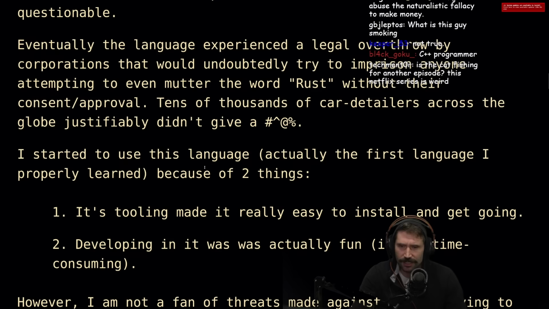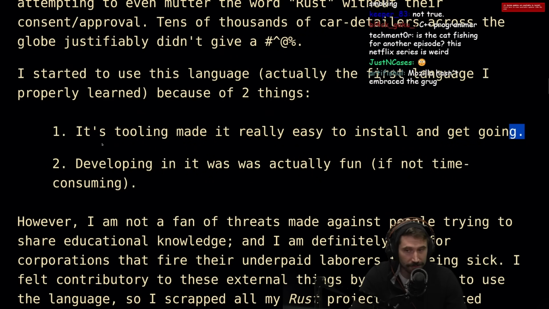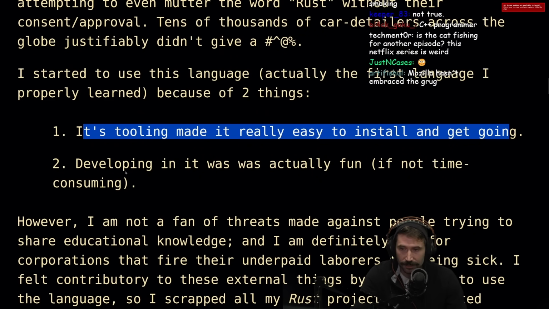All right, I started to use this language, actually the first language I properly learned, because of two things. Its tooling made it really easy to install and get going.